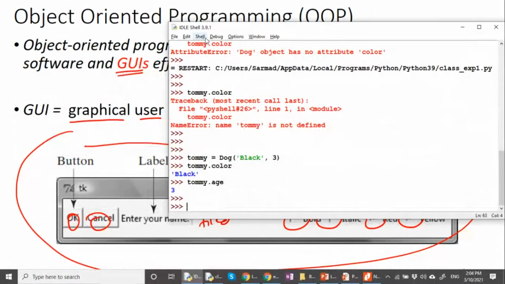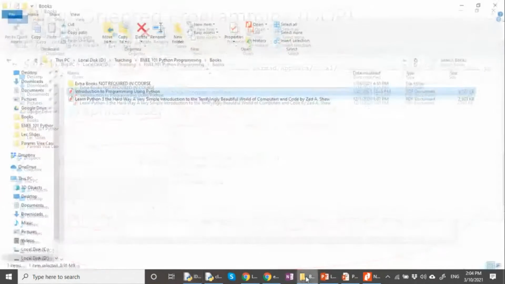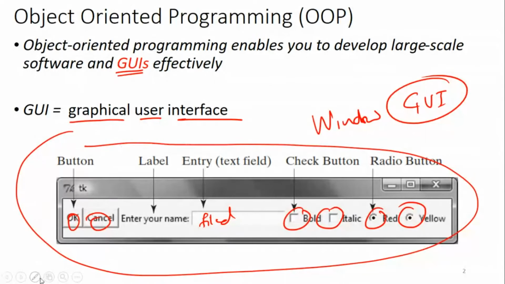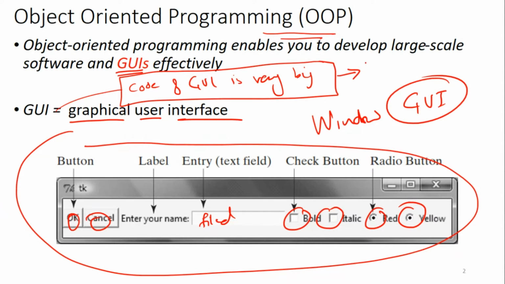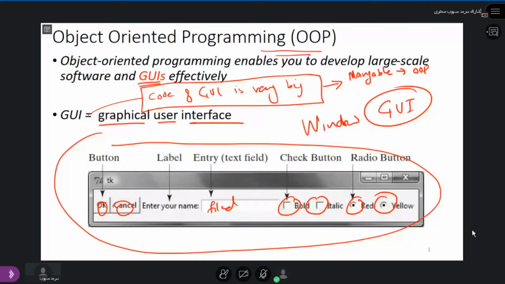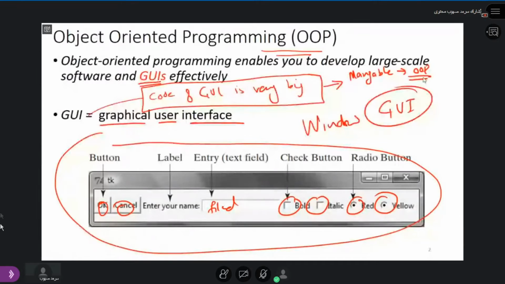There are many forms, and this is also a GUI. So GUI is graphical user interface. One of the methods to make a GUI is using the help of object oriented programming. Why? Because the code of a GUI is very big, so to make it manageable, we use OOP concepts. This is just one motivation for learning OOP.